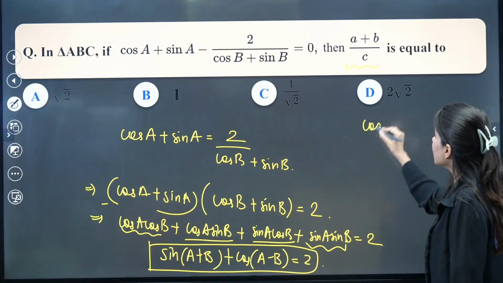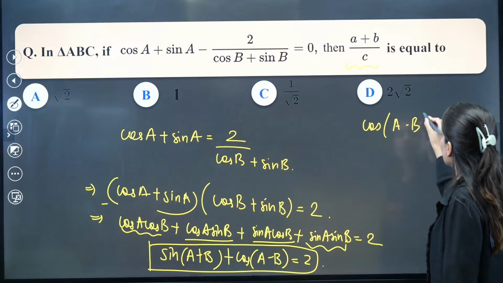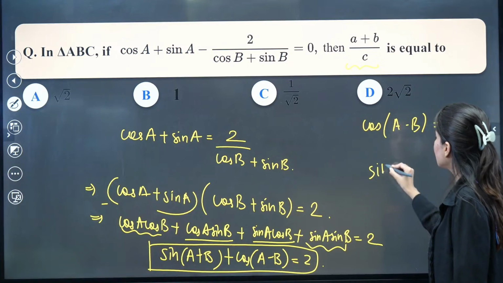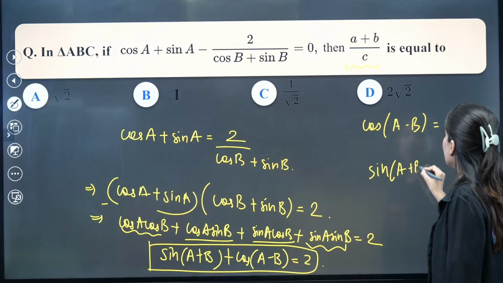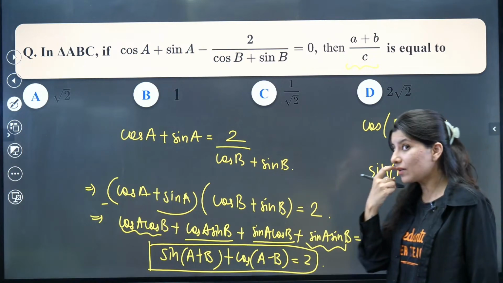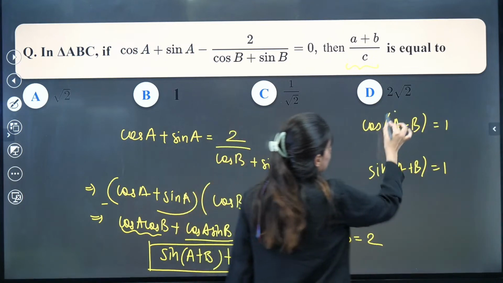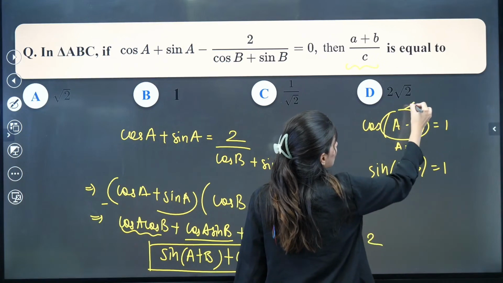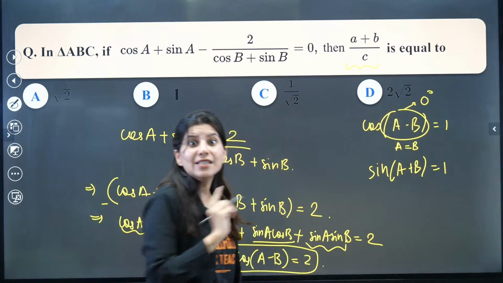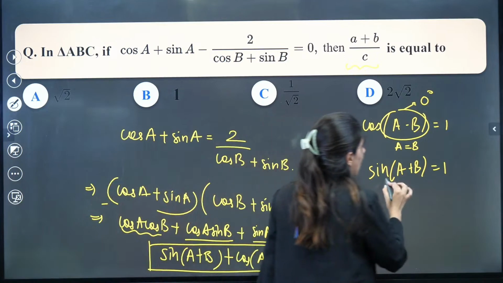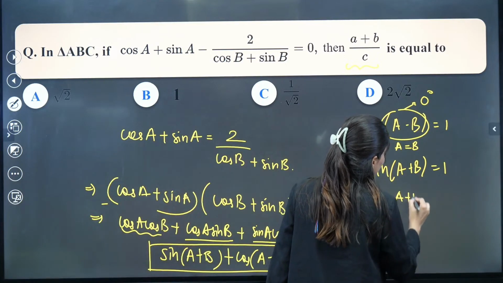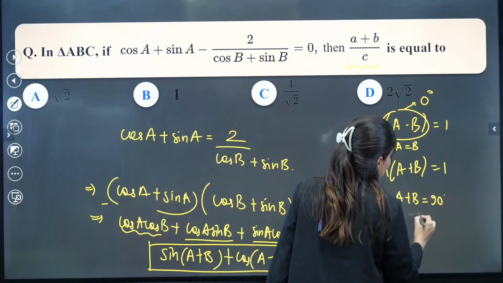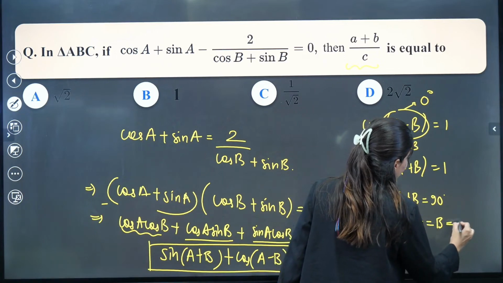So cos(A minus B) is equal to 1 and sin(A plus B) is equal to 1. Both are 1. When cos is 1, A minus B should be 0 degrees because cos 0 degrees is 1. So A is equal to B, and from here A plus B is clearly 90 degrees. So clearly A and B are 45 degrees each.